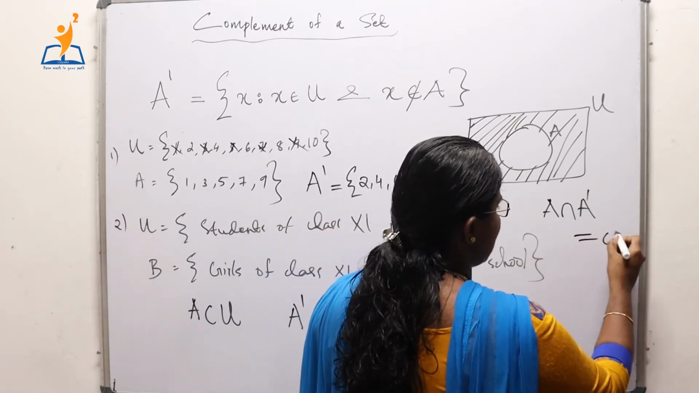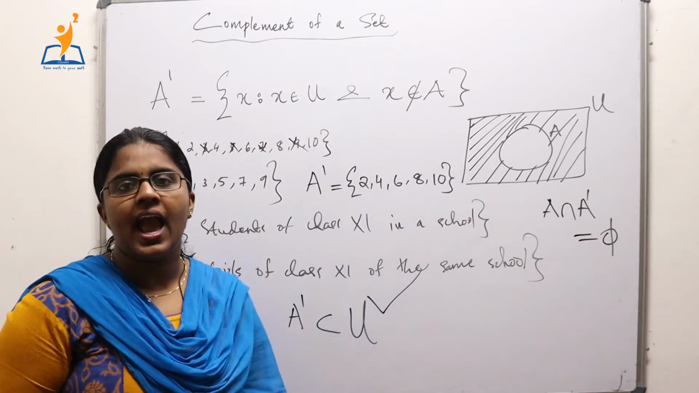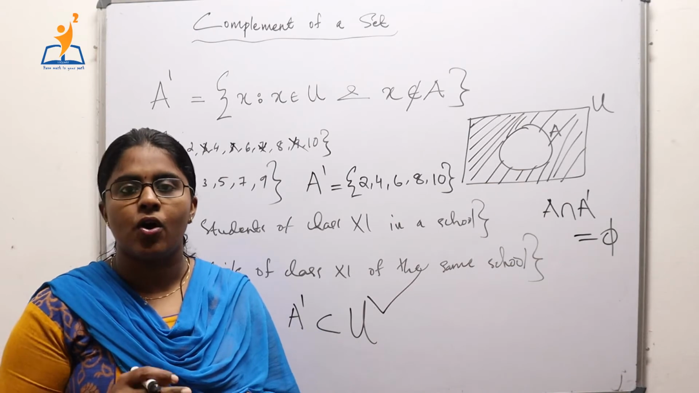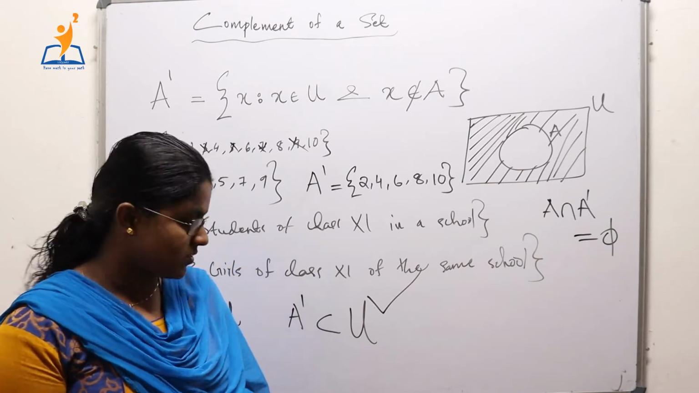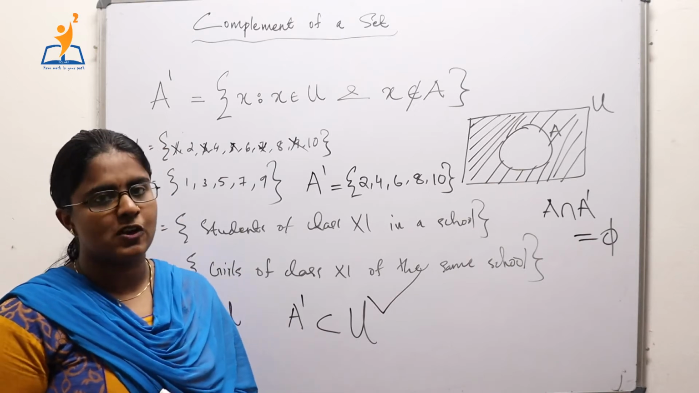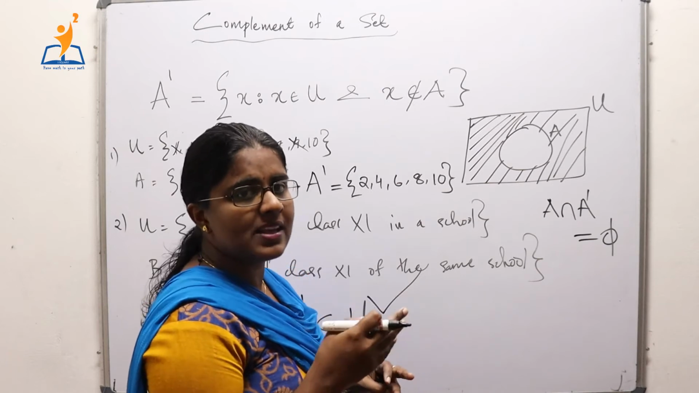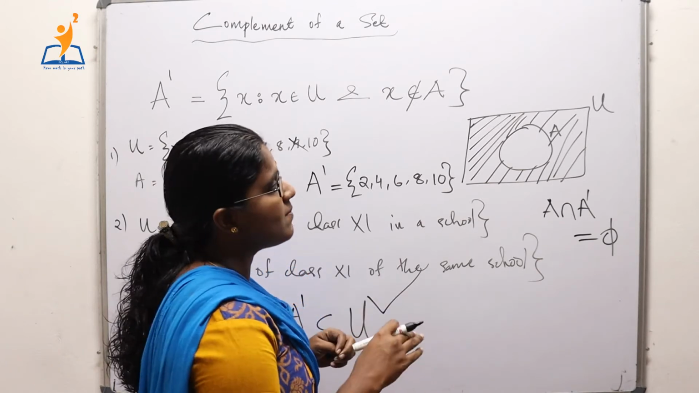So this is an empty set. Therefore we can say that both A and A complement will always be disjoint sets. Also remember that A is a subset of U and A complement is also a subset of U. We can realize that using the Venn diagram also.